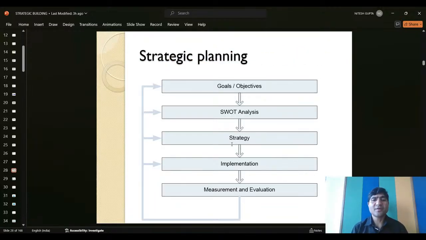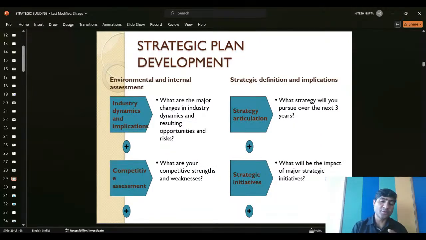Now, the summary of strategic planning is: you set a goal, you set an objective, then you do the SWOT analysis, strength, weakness, opportunity, threat, and then you design the strategy, implement it, and measure and evaluate the strategy, followed by again looking at the goals, your SWOT analysis, your strategy, your implementation, till you achieve your aim, the mission of the organization, or the final destiny of the organization.